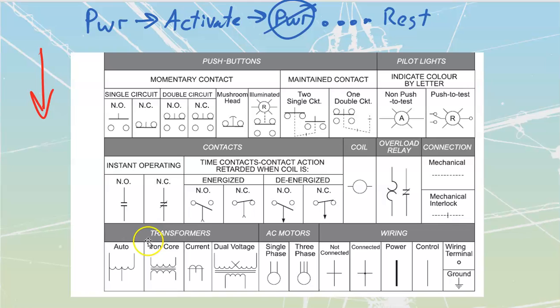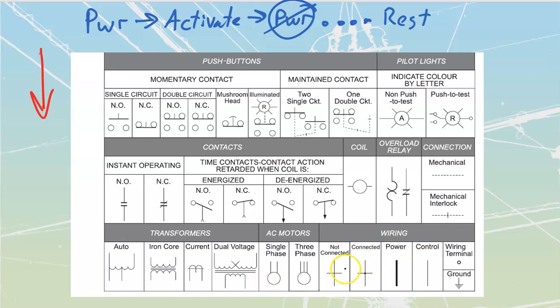Okay, transformers are going to be down here. We've got auto transformer, iron, CTs, dual voltage, etc. We've covered that stuff inside of transformer action before. Single phase motors and three-phase motors are oftentimes drawn like this. They oftentimes also will have a small triangle drawn onto the bottom. That also designates them as a motor. It's an alternate symbol, as we refer to it.